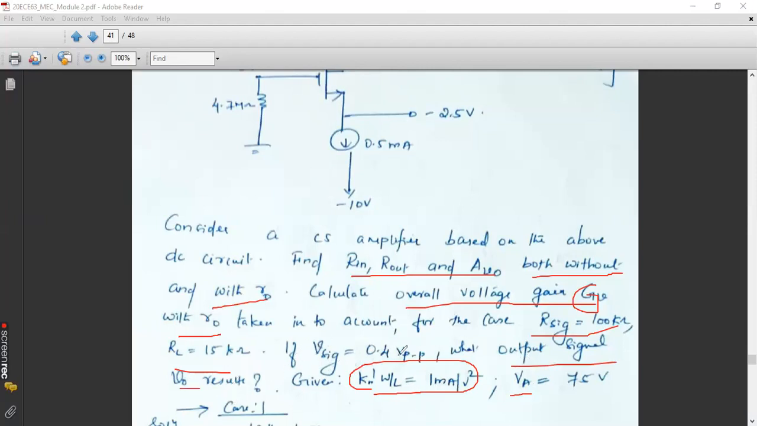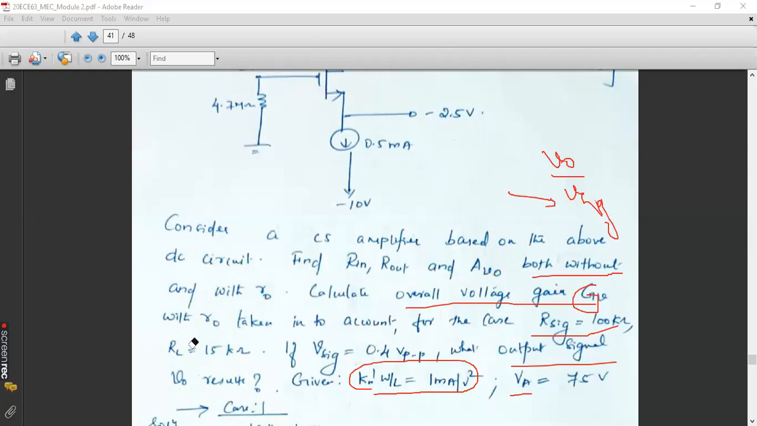The input is 0.4 volt peak to peak. So once we know the gain, we can easily find the output value V0, because Vsig is already 0.4 volt peak to peak. If you know the overall voltage gain GV, we can easily find V0, because GV is nothing but V0 by Vsig. So our objective is to find GV. Once you get GV, you can simply multiply the given input signal voltage with GV to get the output signal.